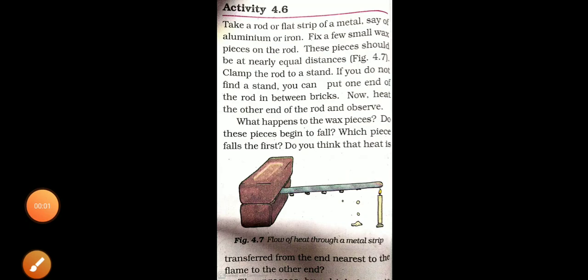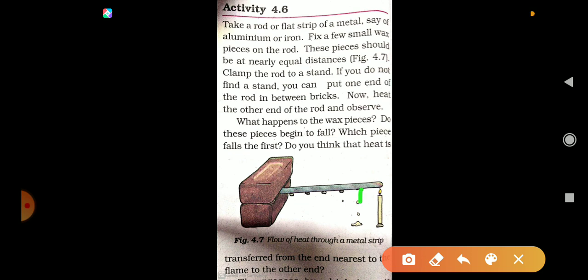Now see one more activity. It is to observe the effect of heat on wax, or you can stick nails to a metallic rod. For that you have to take a metal rod, and using wax you have to stick those nails at equal distances, right? Then clamp the rod to a stand, or with the help of a brick you can clamp it, and heat one end of the rod and observe the order in which the nails or the wax pieces fall.